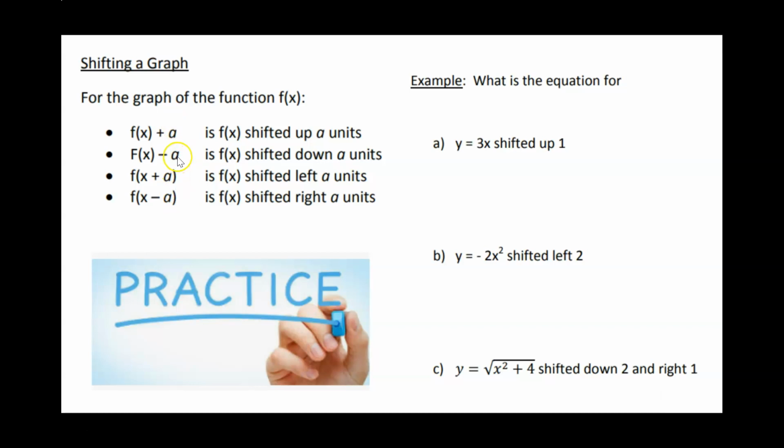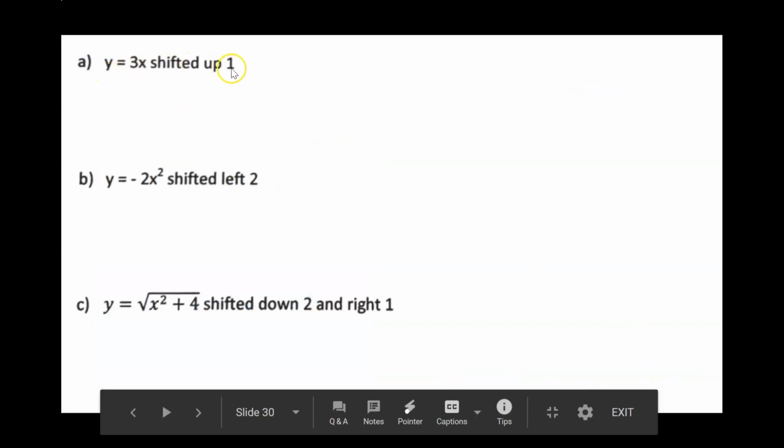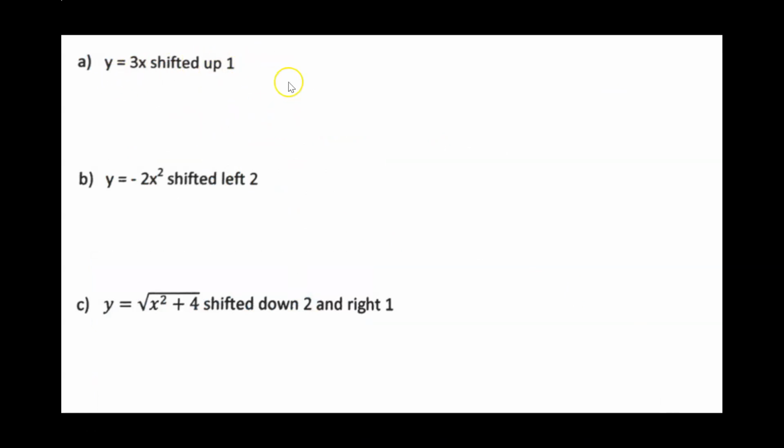So here's a little recap of what we just did as far as left, right, up, and down. Here I'm giving you the equation, and I want you to tell me what the equation looks like if I have the equation y equals 3x, and it needs to shift up 1, this one needs to shift left 2, and this one needs to shift down 2 and to the right 1. So if I need to shift up 1, remember up, vertical, the number needs to be on the outside, away from all this stuff. So we have x plus 1, nowhere near the x.